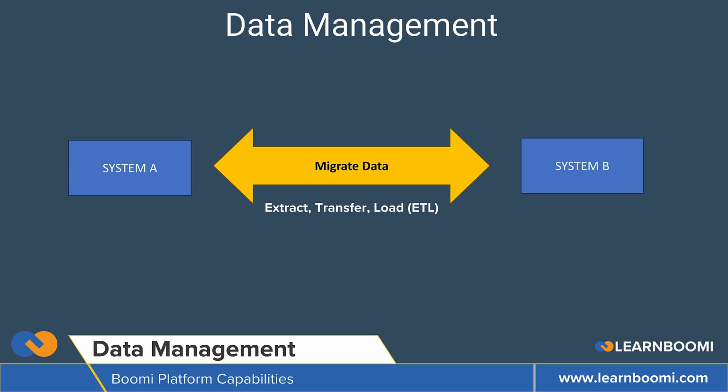How can Boomi help with data migration? Boomi provides a powerful set of tools that make data migration efficient and automated. Here's how Boomi supports the migration process. The first step is extracting data. Boomi can connect to almost any system using database, file, REST, SOAP, on-premises legacy application, and cloud application.